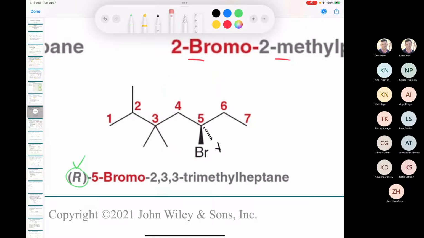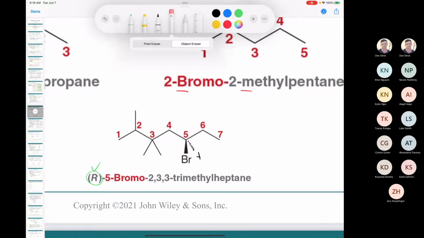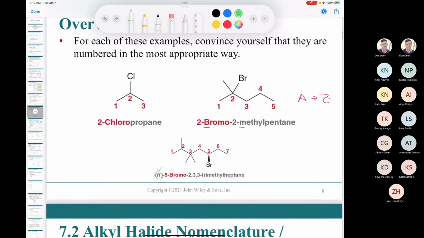But we have R5-bromo 2,3,3 trimethyl heptane. Why do we name it in such a way? Well, we want to give the first substituent the lowest possible number. That's why we start over here. If we had started on the right-hand side, the first substituent would be the bromine, and it would have been at 1, 2, 3. Since a 2 is lower than a 3, done. We start numbering from the left.